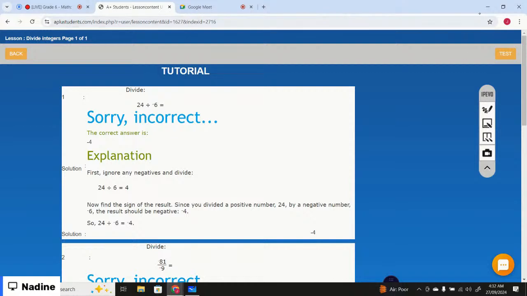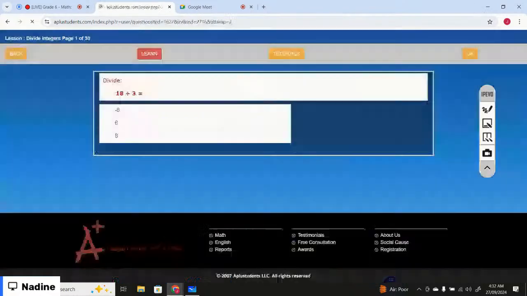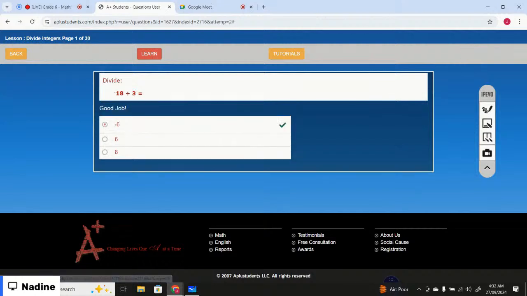Let's just start with the test questions. Negative 18 divided by 3. So one of the numbers is negative. That means the answer must be negative. Negative 18 divided by 3 is negative. So option number 1 is the correct option.